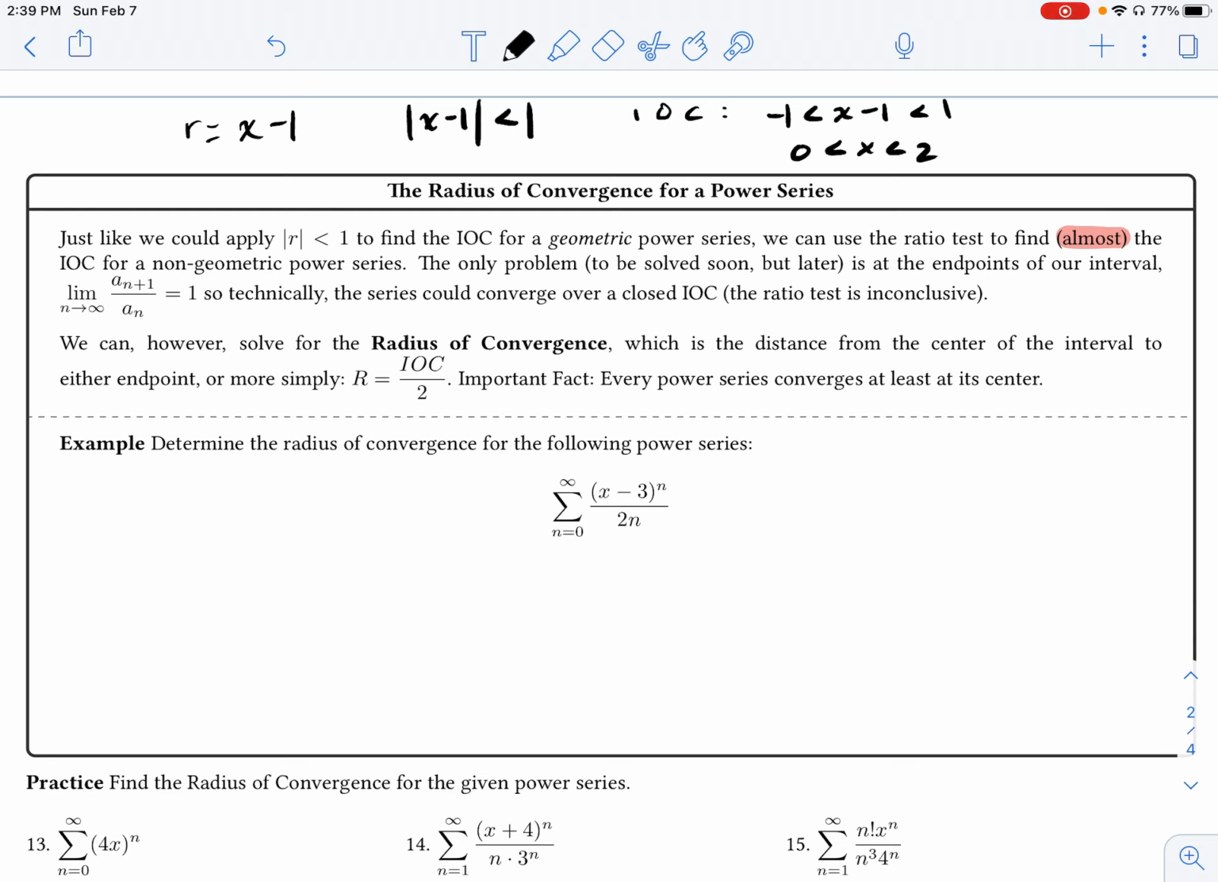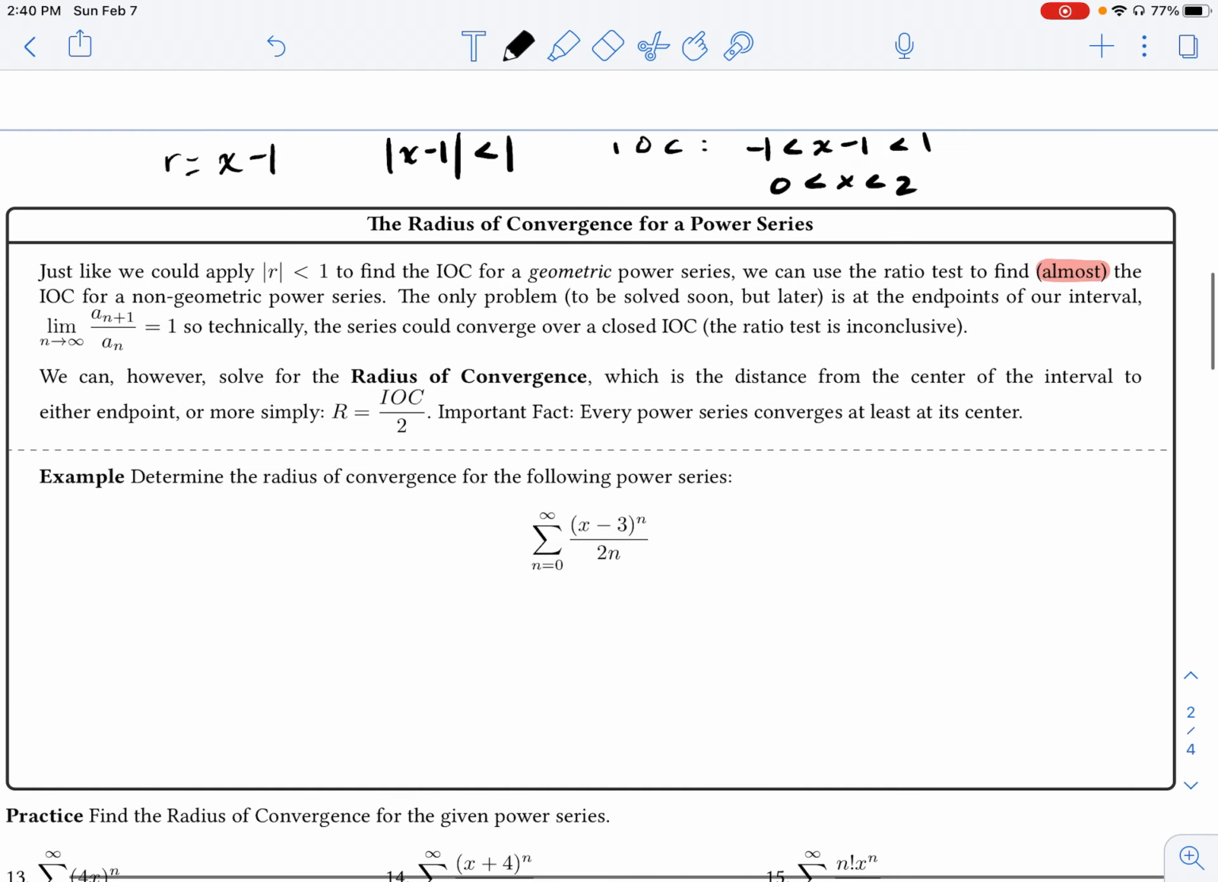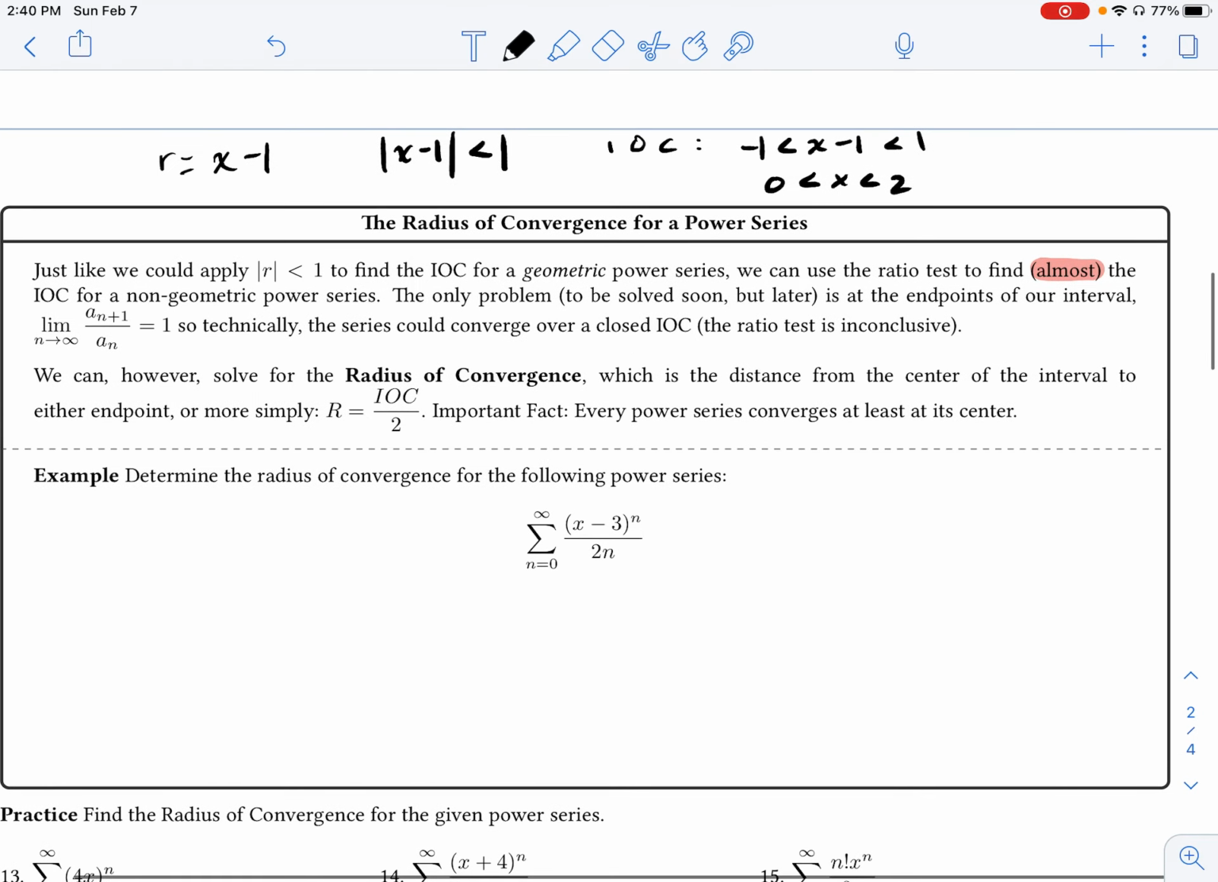And so we can come up with, at the very least, the distance between the center where the function is centered and the endpoint of its interval of convergence. That is to say, we call this the radius of convergence. So in this previous example, even though I was using it to talk about a geometric power series, the interval of convergence is from 0 to 2. We would say that the radius of convergence here is simply equal to 1.